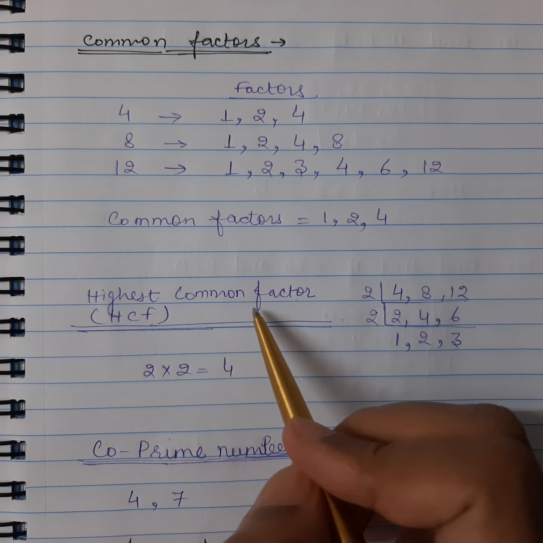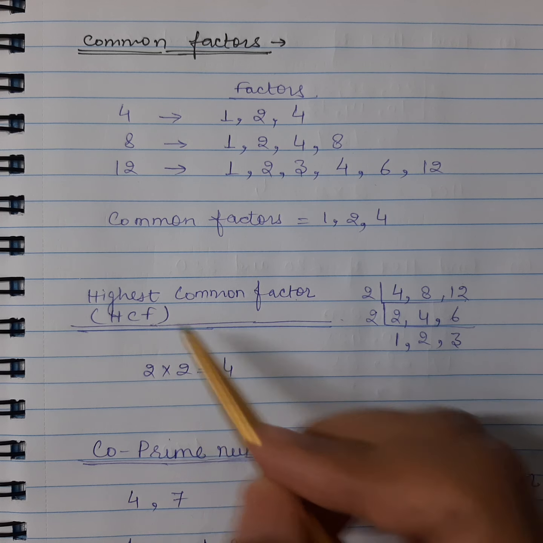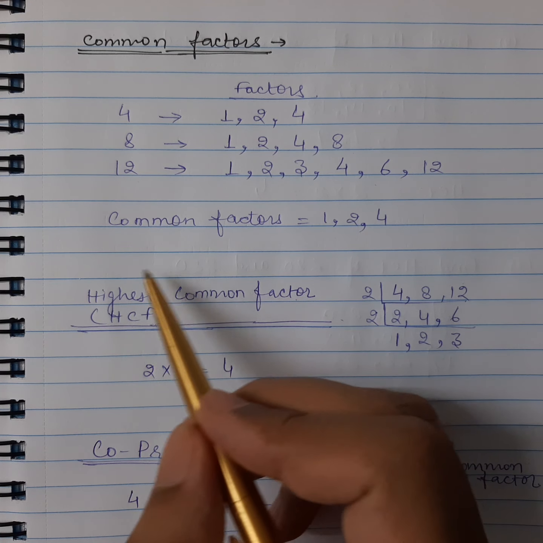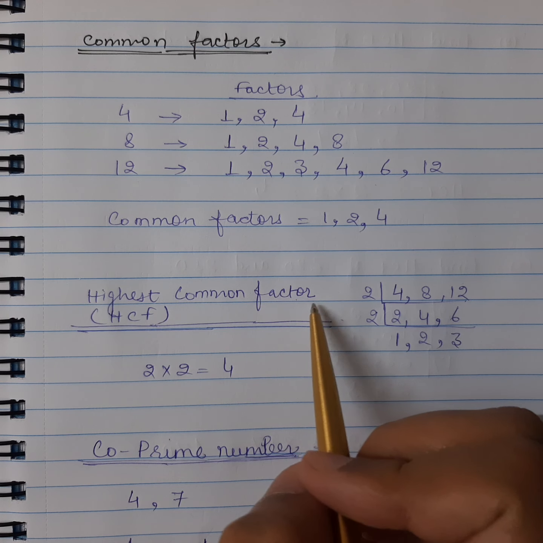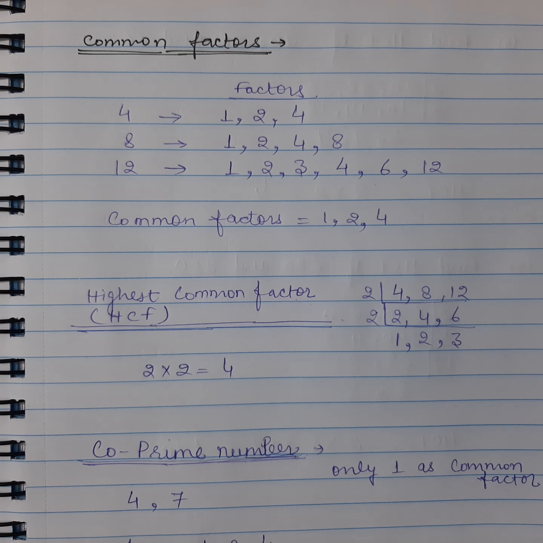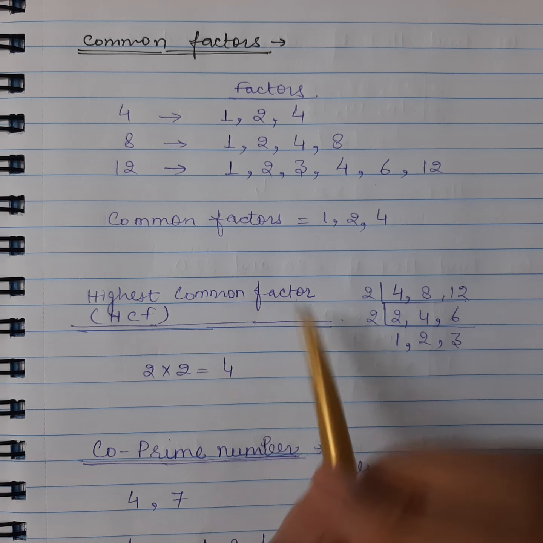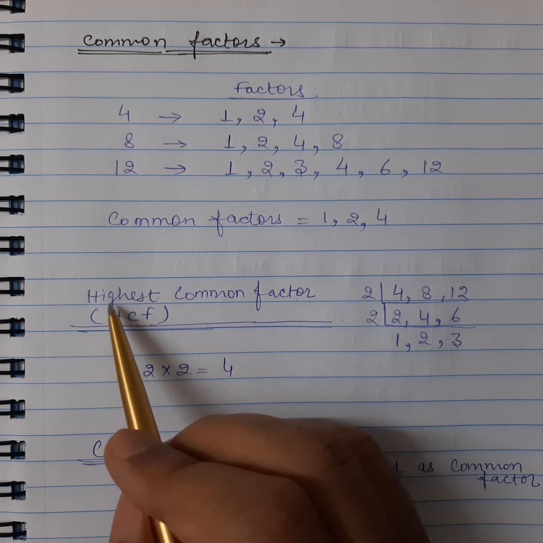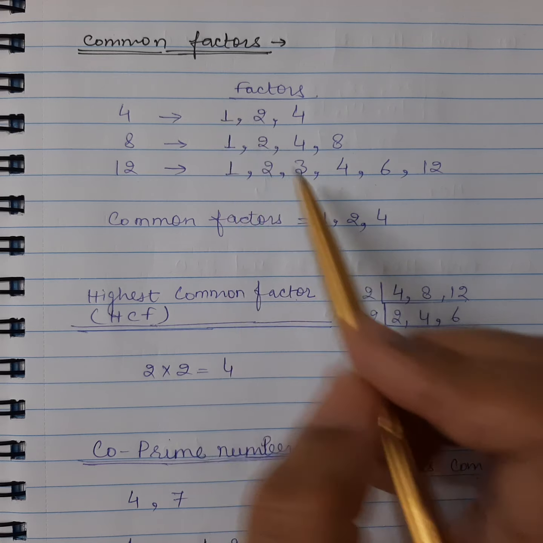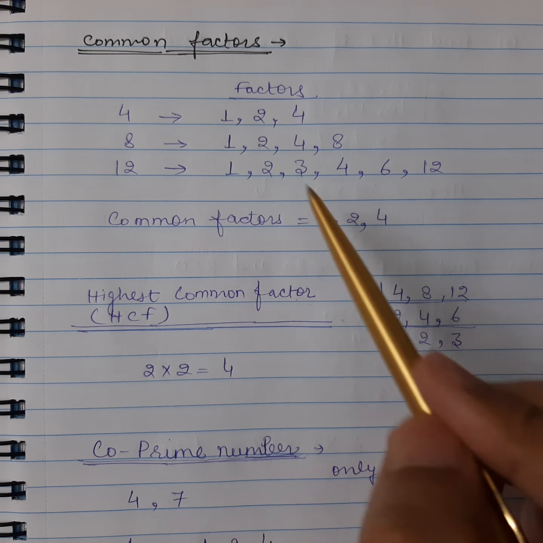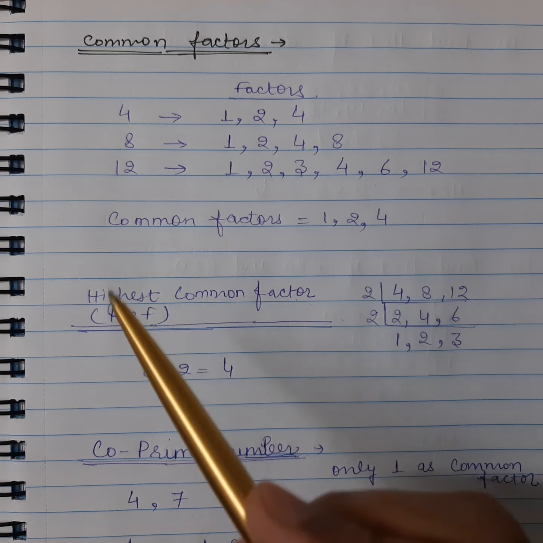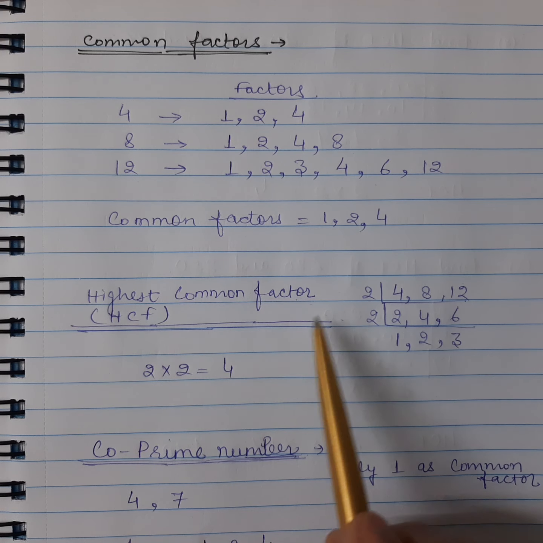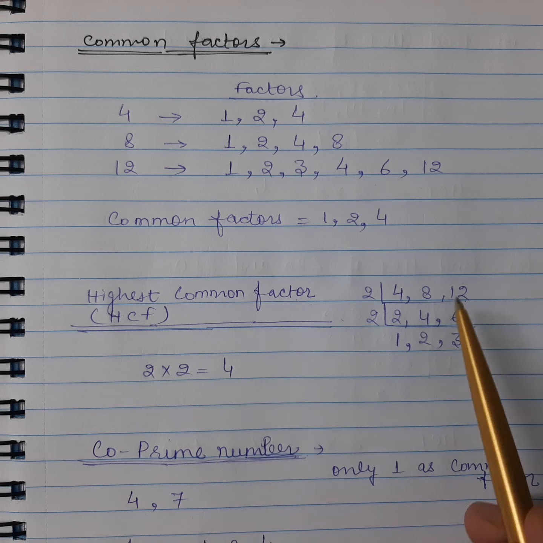In short form we call it HCF. We will use it in calculating various problems. HCF is very important and we'll use it to solve other problems. So we can directly calculate it. There is one method to calculate the highest common factor, and the shortcut method to calculate the highest common factor is the table method.